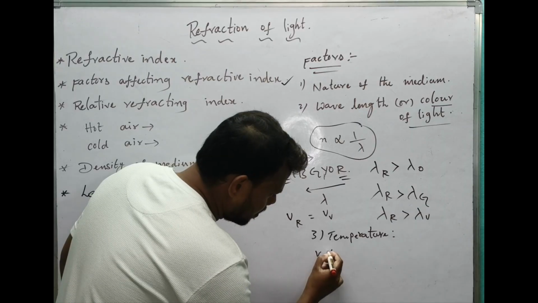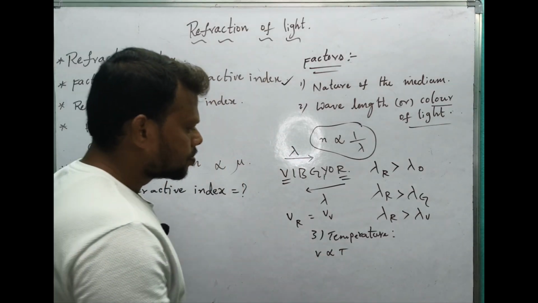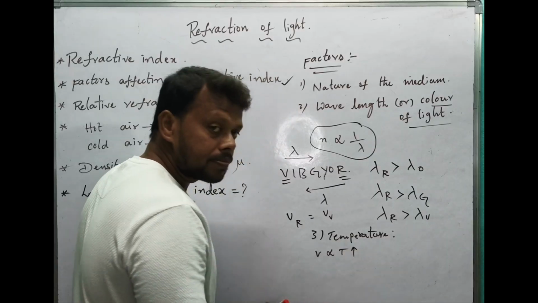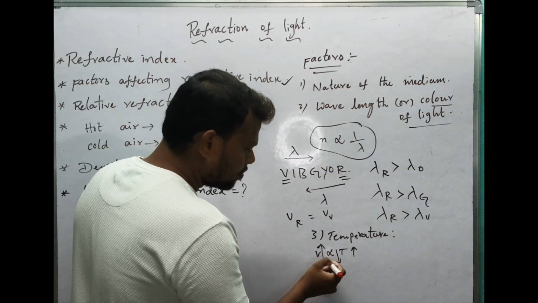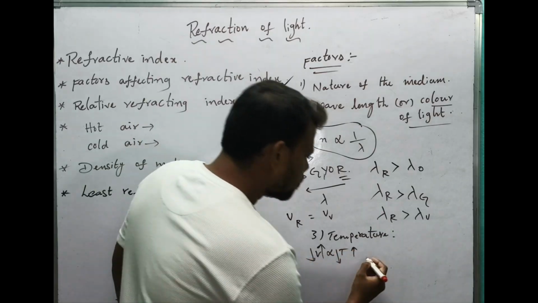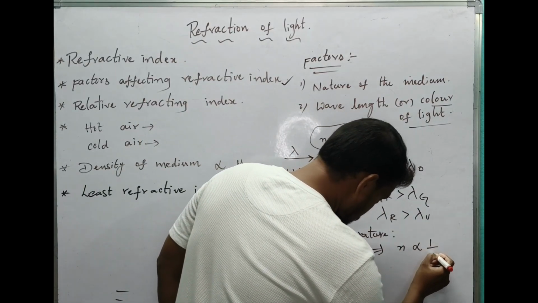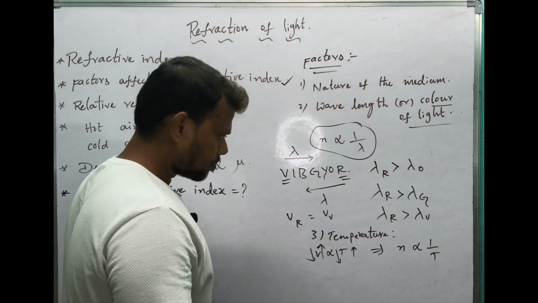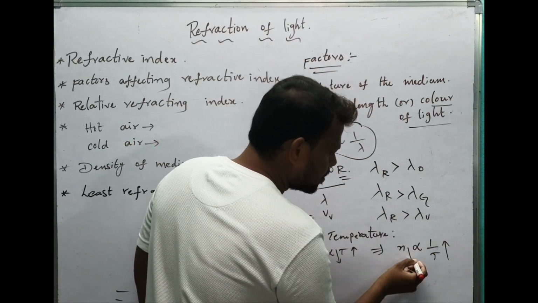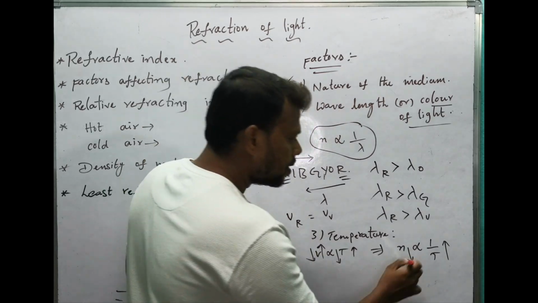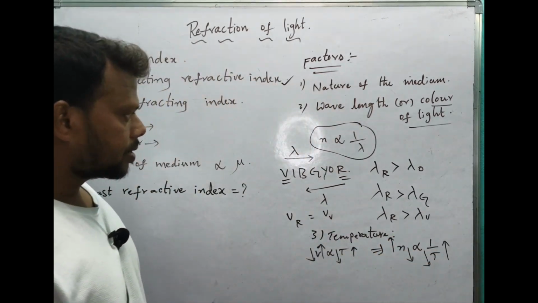The speed of light is directly proportional to the temperature of the medium. More temperature, more speed. Less temperature, less speed. From this relation, I will write that the refractive index is inversely proportional to the temperature of the medium. More temperature, less refractive index. Low temperature, high refractive index.